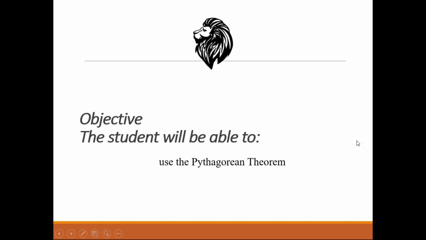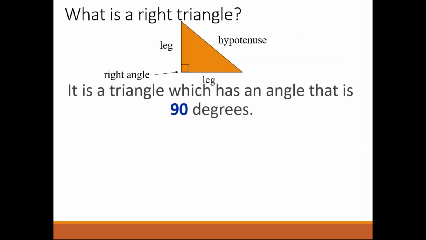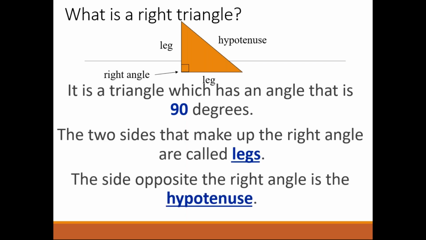First of all, we're going to start with a right triangle. I want to explain what a right triangle is. We know that a right triangle is a triangle which has an angle that is 90 degrees, called the right angle. The two sides that make up the right angle are called legs. So the sides that are near the 90 degrees are called legs. We can call them leg 1, leg 2, or just legs. And the side that is opposite to the right angle is called the hypotenuse.